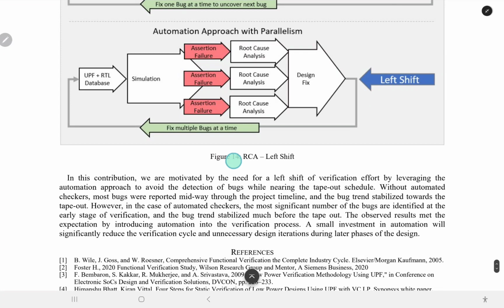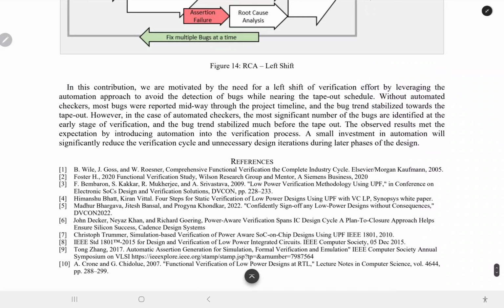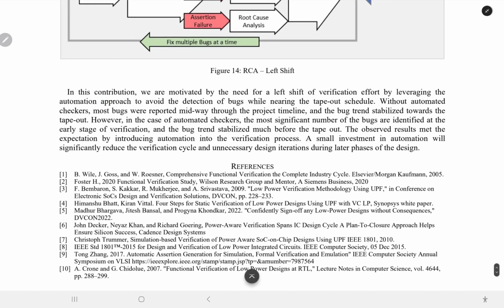Figure 14: the RCA left shift. In this contribution, we are motivated by the need for a left shift of verification effort by leveraging the automation approach to avoid late detection of bugs while nearing the tape-out schedule. Without automated checkers, most bugs were reported midway through the project timeline, and the bug trend stabilized towards the tape-out.